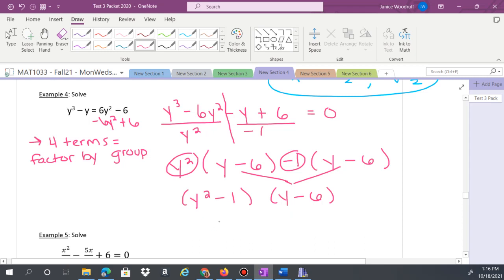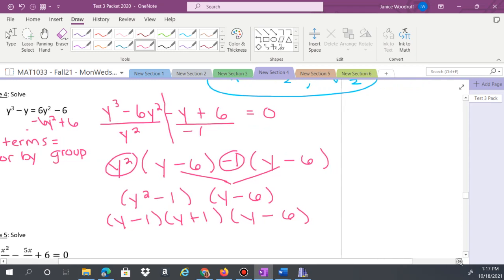Okay, you could solve the y squared minus 1 the way we did in the previous example, but could I factor this further? I'm seeing some yes and some no. So you can. 1 is a perfect square. A lot of people tend to forget that. 1 times 1 is 1. So this is actually a difference of squares. So this actually factors to y minus 1, y plus 1, then y minus 6. Okay, so in this one, I can actually factor that further.